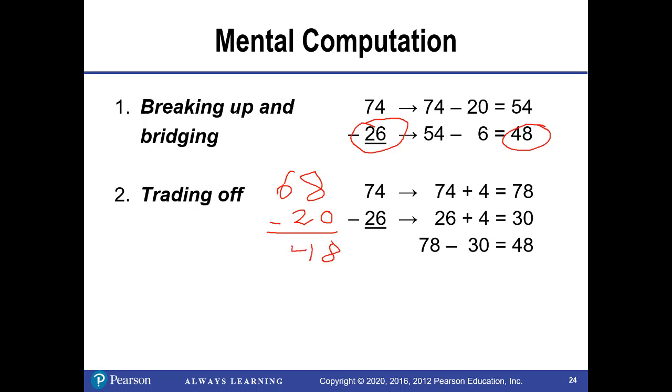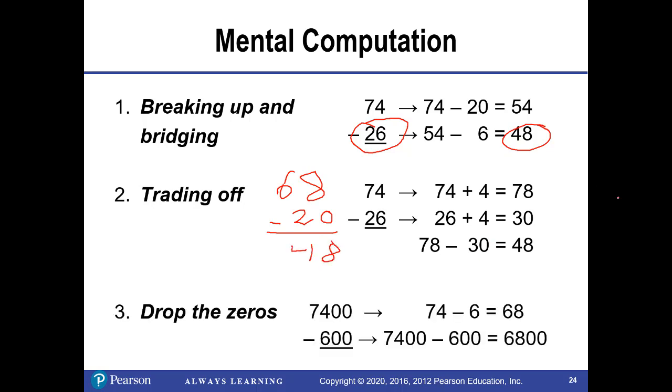48. We could also do what's called dropping the zeros. Notice this is a different problem. This is not still 74 minus 26. This is 7,400 minus 600. And so when we drop the zeros, we just look at what's 74 minus 6. And we say, oh, that's 68. And so that means that 7,400 minus 600 must be 6,800.